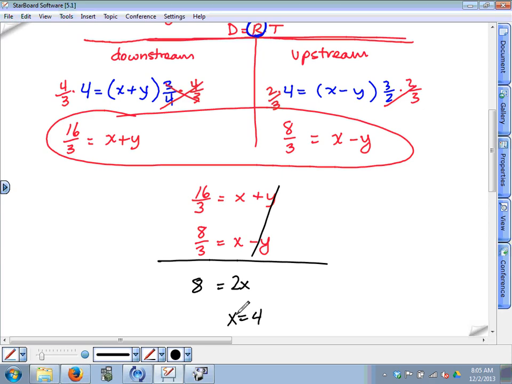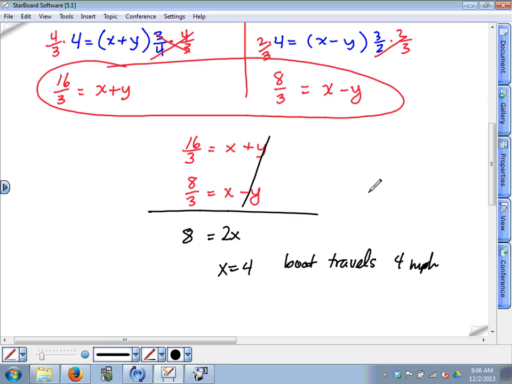This is the speed of the boat as if it were traveling in still water with no current helping it or taking away from it. This is how fast the boat would appear to be traveling if you were an observer in the water watching the boat go by. So, the boat travels 4 miles per hour. Now we just have to find y, the speed of the current.